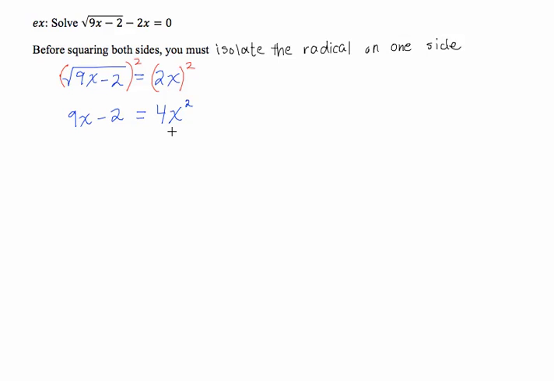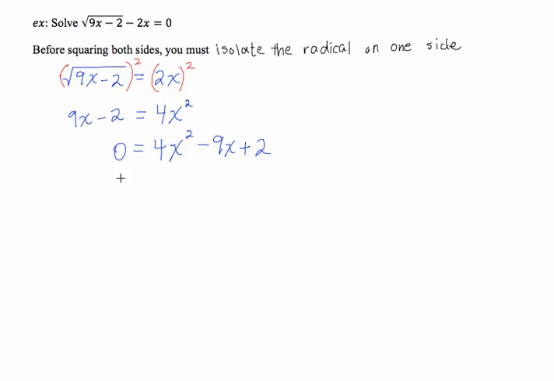So then you would start thinking of techniques. How do I solve a quadratic equation? Well, you move everything to one side to get it equal to 0. I'm actually going to keep the 4x squared on the right because I like to have a positive coefficient in front of my leading variable. And I'm going to move the 9x and the 2 over to the right. So I'm going to write it as 0 equals 4x squared minus 9x plus 2.